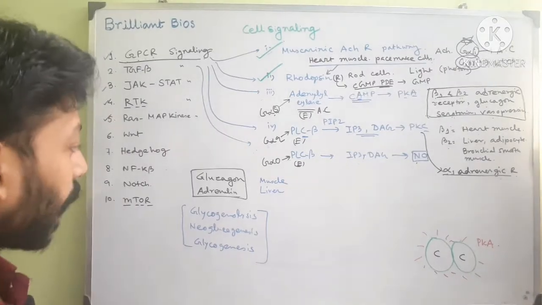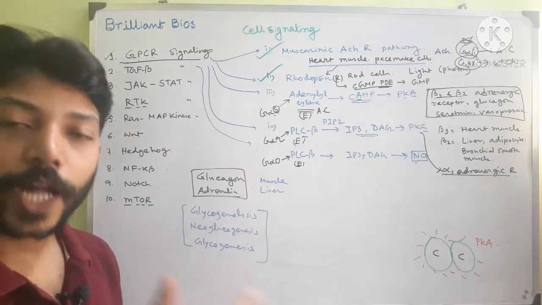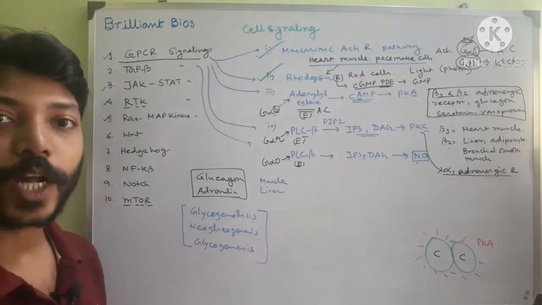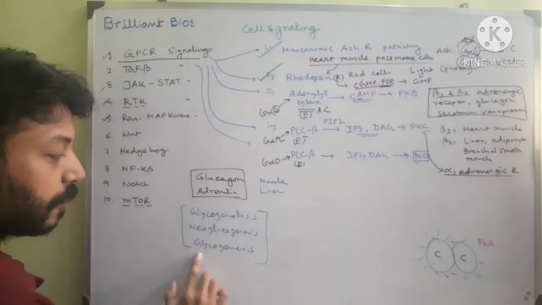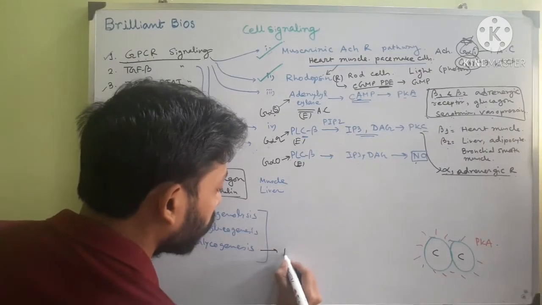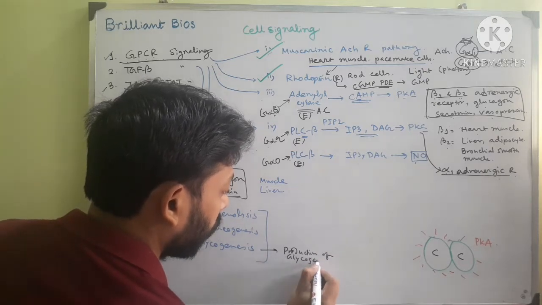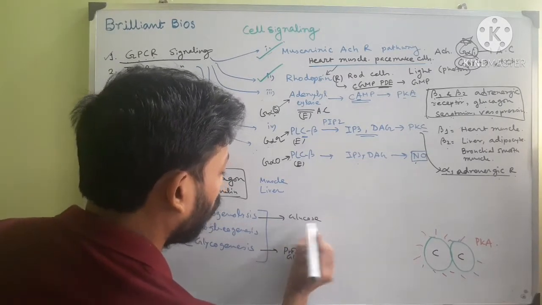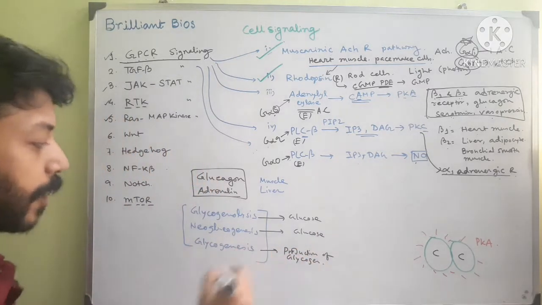What do these 3 processes mean? Glycogenolysis means breakdown of glycogen. Gluconeogenesis means production of glucose from other 3 carbon molecules, and glycogenesis means production of glycogen from glucose. So these 2 events are actually opposite to the third event. Glycogenesis means production of glycogen, while glycogenolysis means production of glucose, and here also production of glucose. So these 2 events are opposite to glycogenesis.